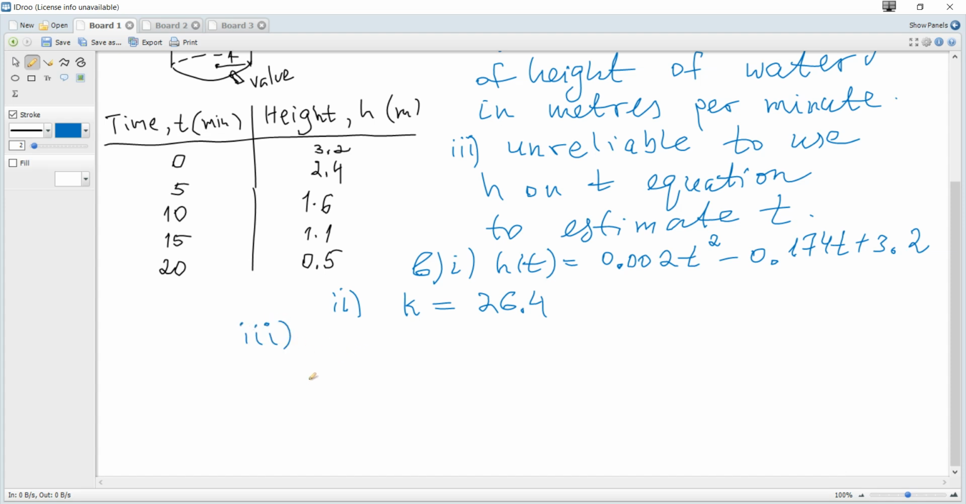And the next, hence write down a suitable domain for Eve's function h of t. Domain, what does it mean? It means possible values of t. t is time, so time changes from 0 up to when it is empty, so up to this value.